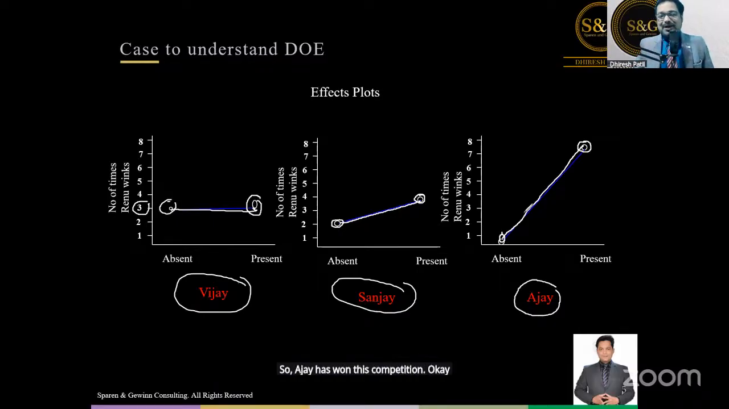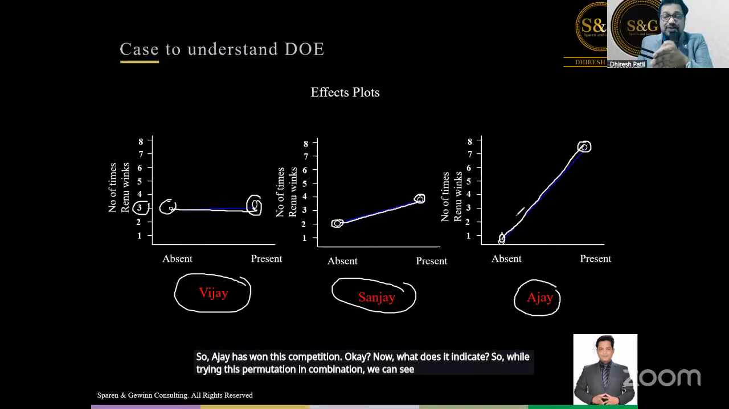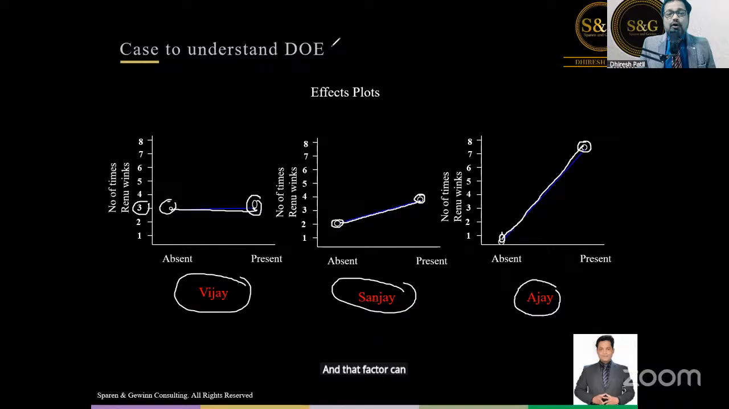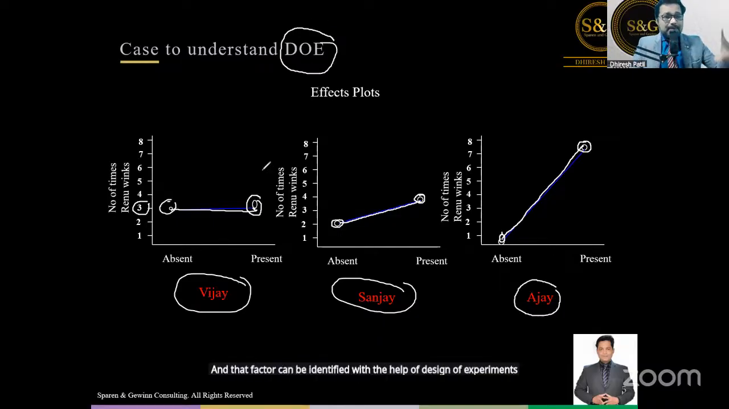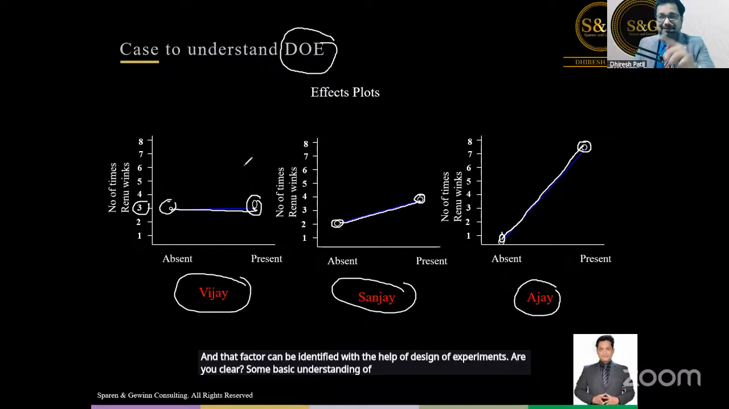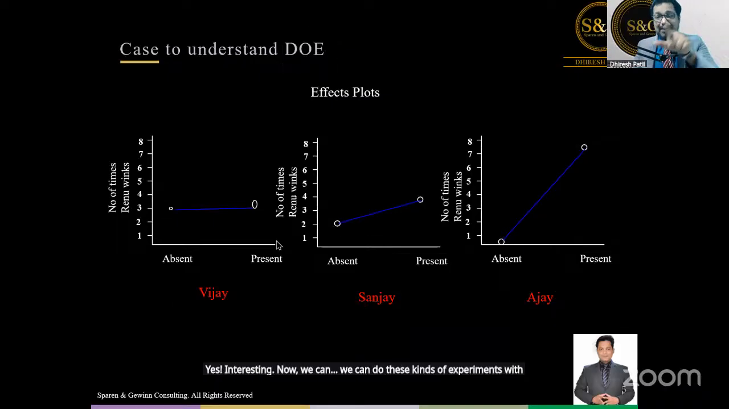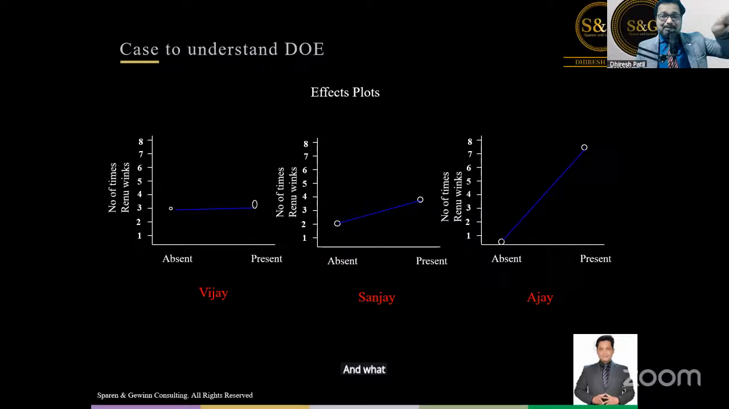Okay. Now, what does it indicate? While trying this permutation and combination, we can see which factor is influencing the output the most, and that factor can be identified with the help of design of experiments. Are you clear? Some basic understanding of DOE with this very interesting example. Just give me a yes in the chat box. Yes. Interesting. Now we can do these kinds of experiments with our process parameters and see what is the impact on our output. That kind of experiment we can also do.